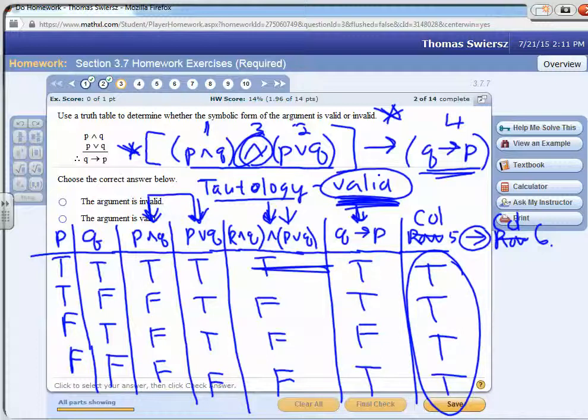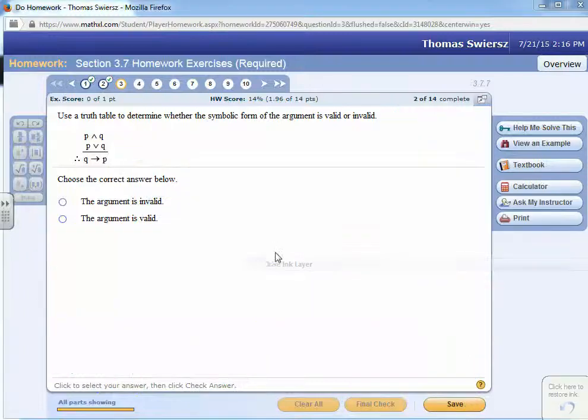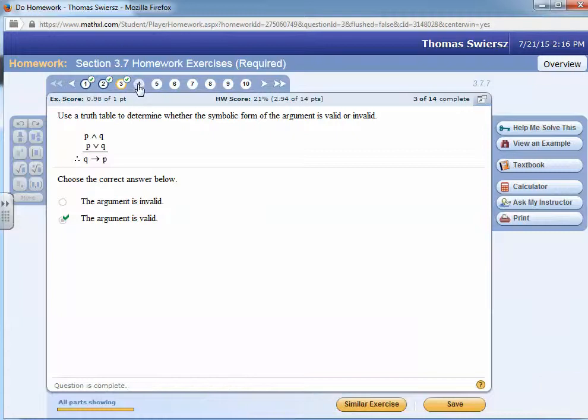Then does it apply this if Q then P, which is in row 6. When we did that if-then with column 5 and column 6, we got all trues, which would make the argument valid. All right, so let's go ahead and put that in and check our answer. The argument is valid. All right, very good.